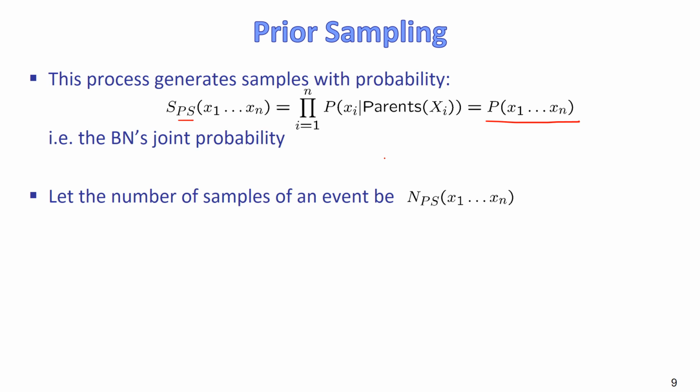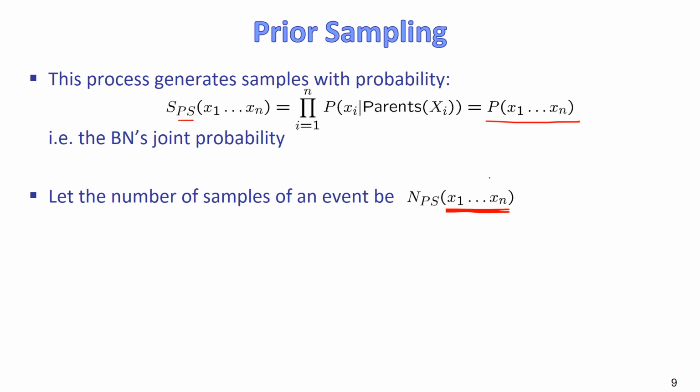Now, if we repeat that multiple times, if we do that infinite times, the ratio of the samples in which we get these exact values depends on this probability, of course.